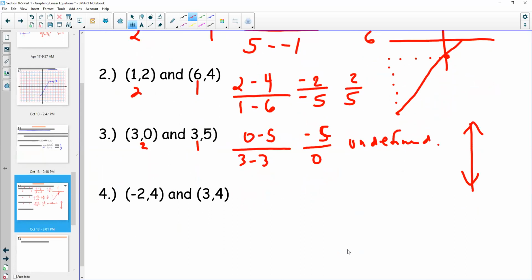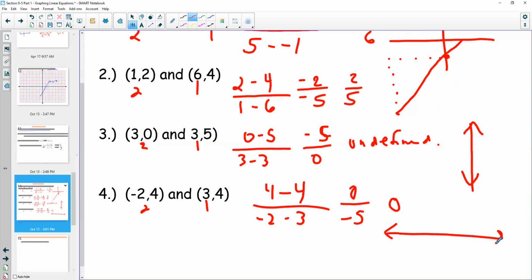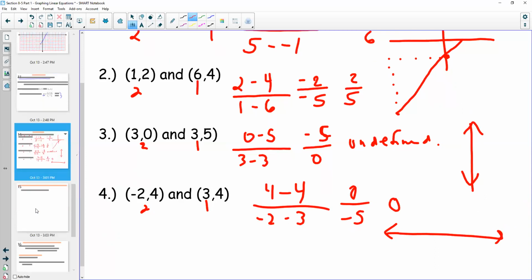The last one down here, I have 0.2, 0.1. I'm going to do 4 minus 4 and negative 2 minus 3. So on this one, I'm going to get 0 over negative 5. So 0 divided by anything is just 0. If something has 0 slope, what does that mean? No hill at all. It means flat ground. Flat ground, horizontal line. Okay? So in this case, it has 0 slope, it's flat. In this case, undefined slope is a vertical line.